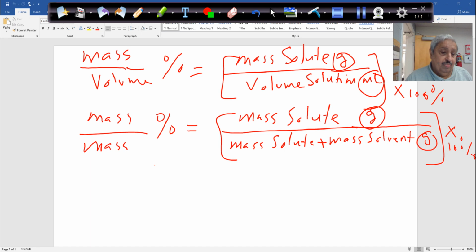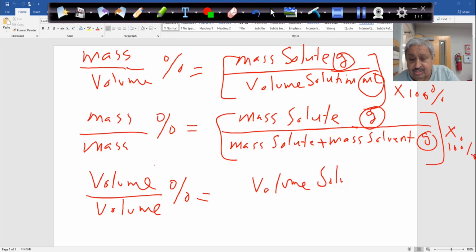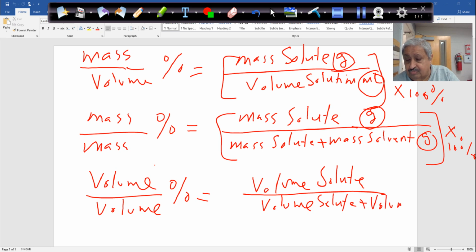Okay, guys? Then we have volume to volume percentage, correct? So this one will be the volume of the solute divided by the volume of the solute plus the volume of the solvent, and this one multiplied by 100%.